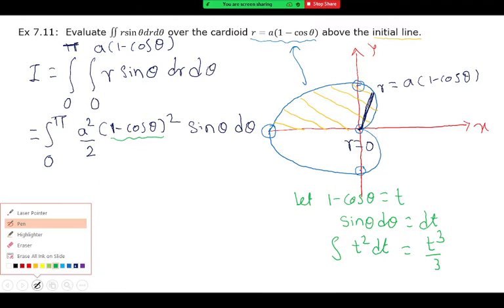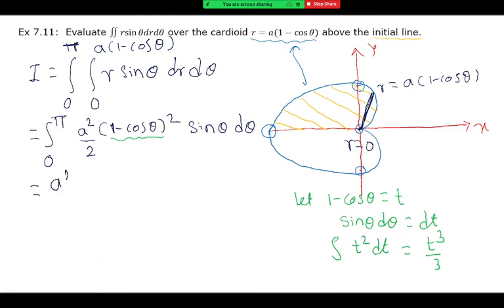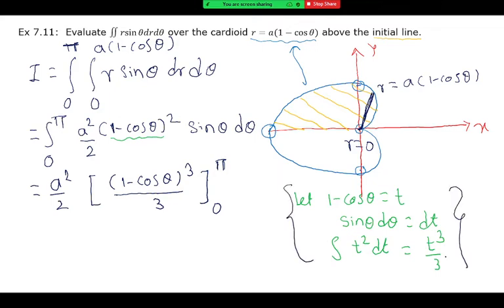Resubstitute the value of t and you will find we get this a square by 2. Value of t is 1 minus cos theta. So I will say 1 minus cos theta bracket cube by 3. It is t cube by 3, so t cube by 3 means 1 minus cos theta bracket cube by 3, and the limits are 0 to pi. I hope you are getting. It is by the substitution method. This is the rough work that is done. If you want, you can write it. If you do not write, that is also okay, because this is just rough work that you should observe. This integral can be done with the method of substitution.